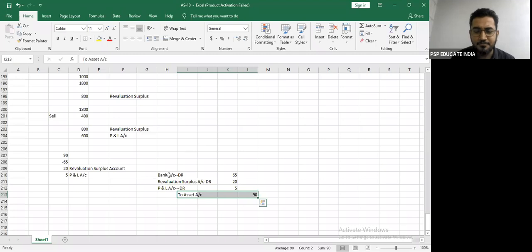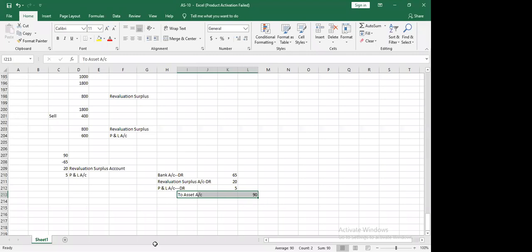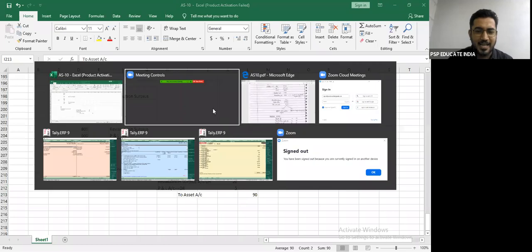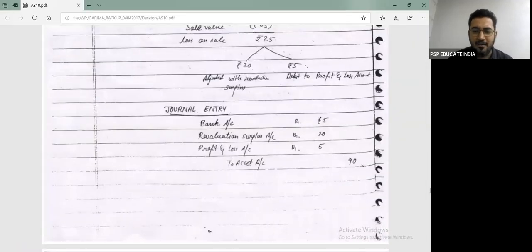Am I right? Yes. Dhara, am I right? Yes, sir. Okay. Thank you, Dhara. Right, so a journal entry will be bank account debit, revaluation surplus account debit, P&L account debit to asset account. That is exactly what is explained over here. Bank account debit, revaluation surplus account debit, profit and loss account debit to asset account.